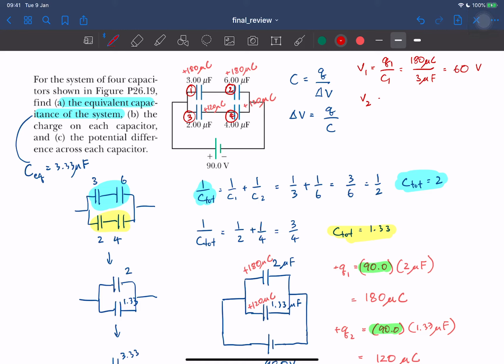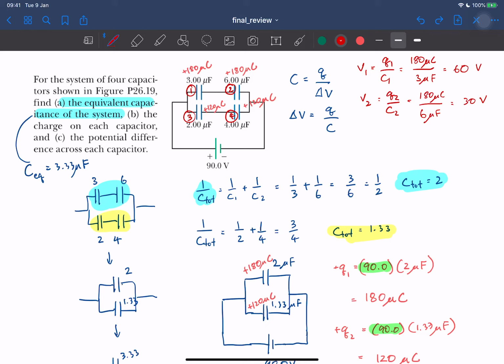And V2 is Q2 divided by C2. That's going to be 180 microcoulomb, right? So it's the same charge divided by different capacitance. So that's going to be 30 volt. So you can see that V1 is 60, V2 is 30. V1 plus V2 is 90, which is the potential of the battery, which is what it should be.